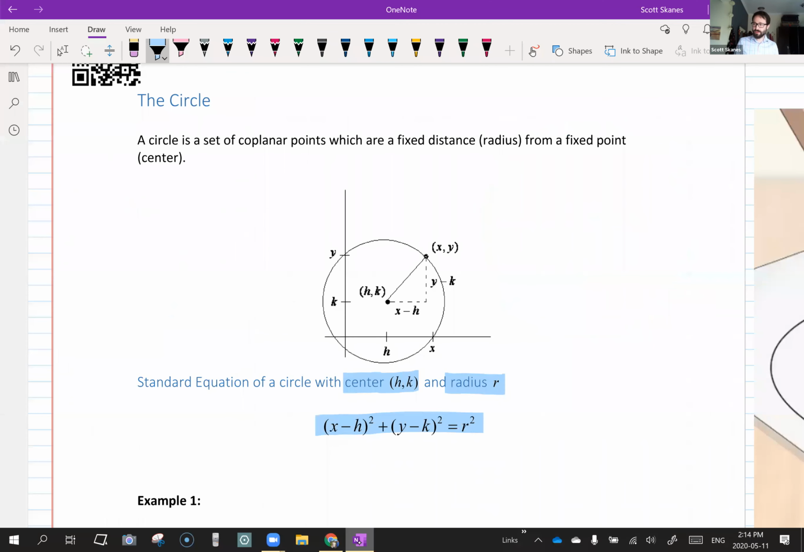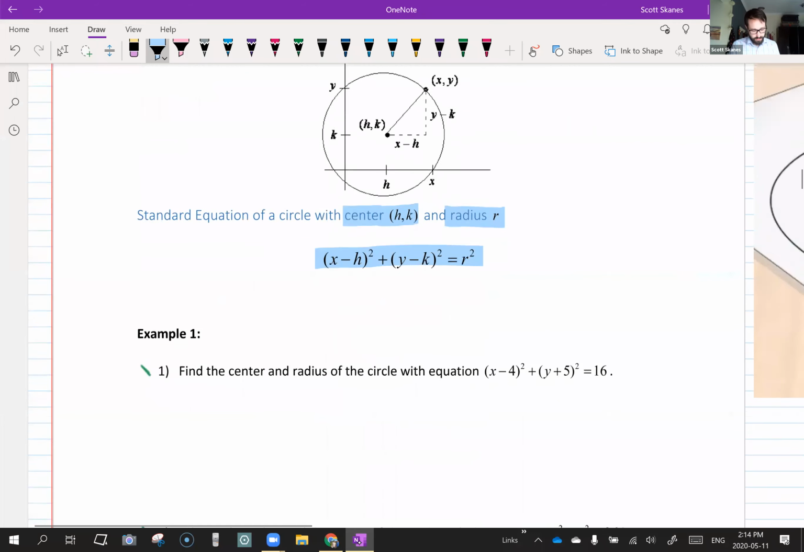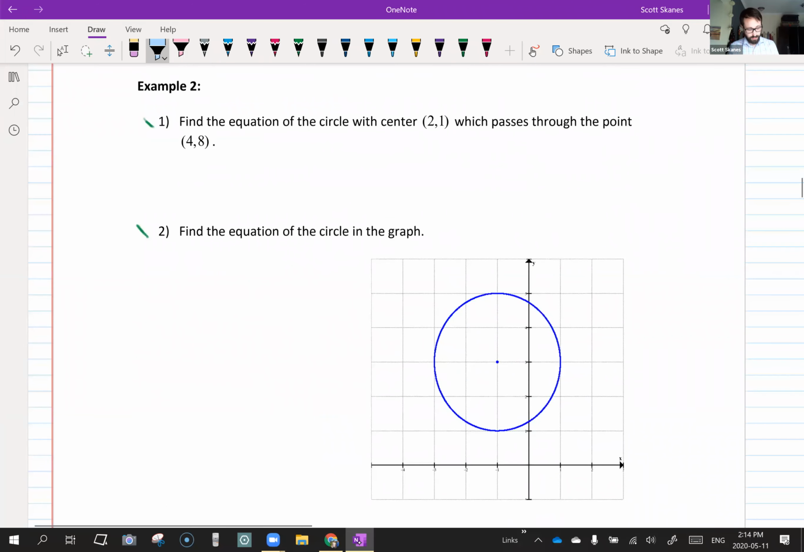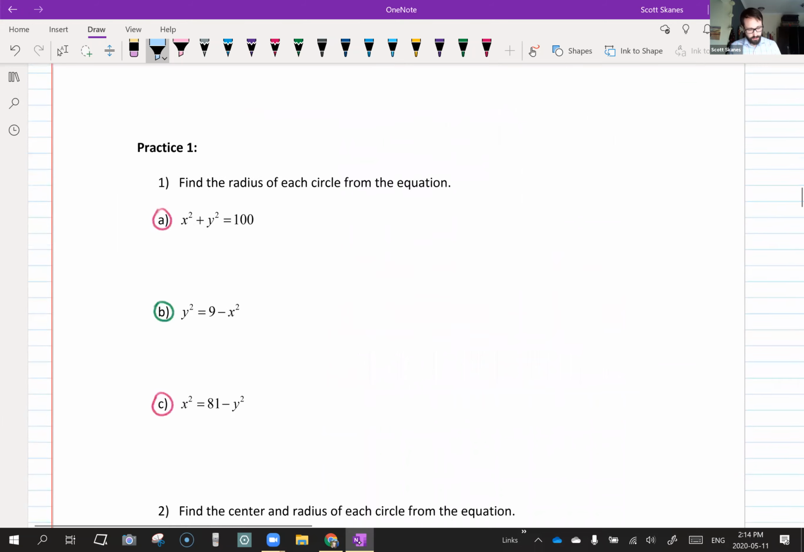Circles are pretty simple. Hi to everyone who came in a little bit late, just introducing circles here. So let's actually get to it. Tom already did examples 1 and 2. I'll just start with some practice.